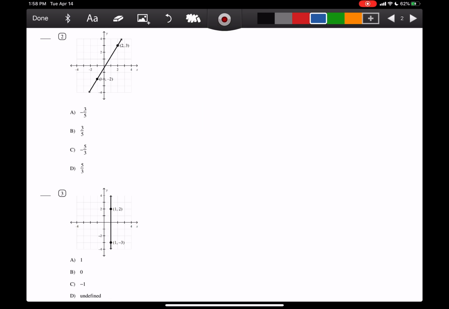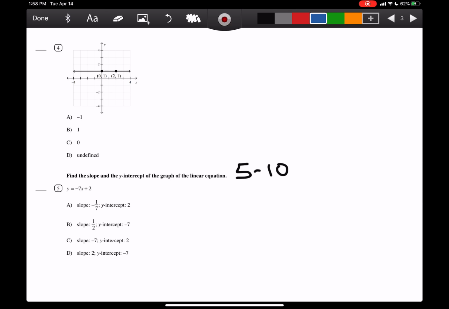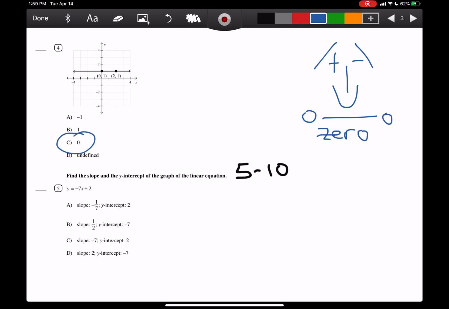All right, let's move on. Let's look at number 4. There are 2 options that you can solve this. You can either do the box method or you can use Mr. Slope Guy. Again, if I write them out really fast, this time I have a horizontal line. So my slope is going to be equal to 0. In this case, answer C.